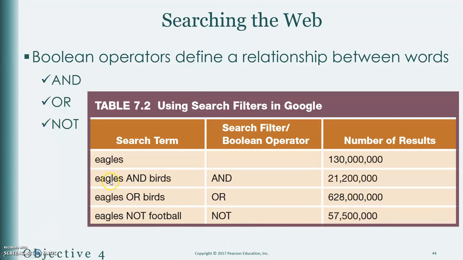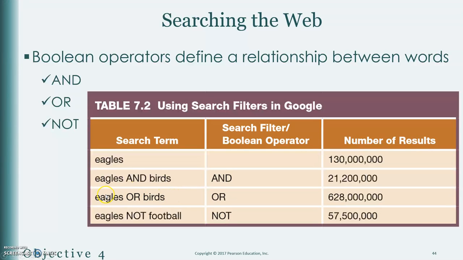The reason why is that you're telling it, I don't just want to see results that have the word eagles in it. I want to see the results that have the word eagles and birds. So that's narrowing your search results.